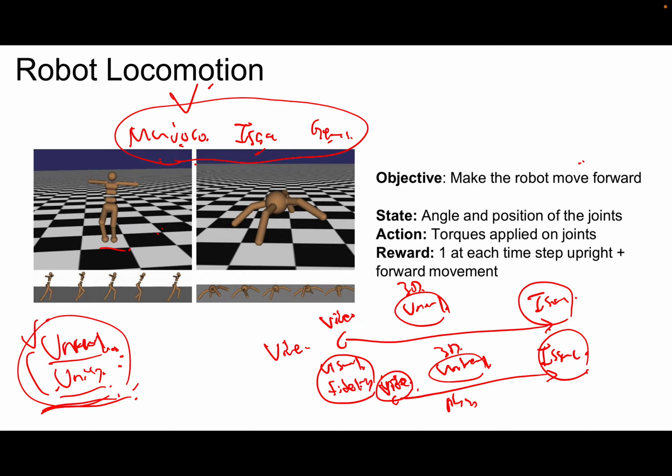The objective is to make the robot move forward, and the state could be the angle and position of the joints, the action is torque applied on the joints, and the reward is 1 at each time step for being upright and moving forward. This also depends on your design. You can design your network: which state it will take, which action it will output, and which reward function you are going to use. That depends on your implementation.